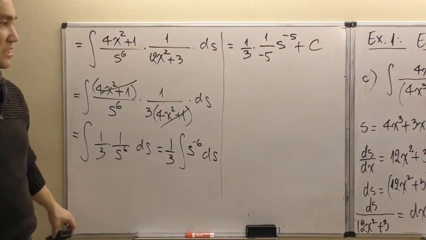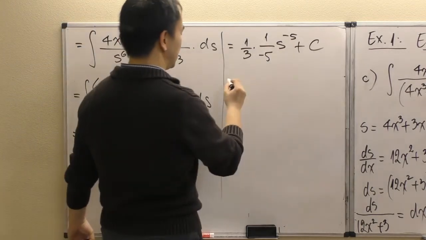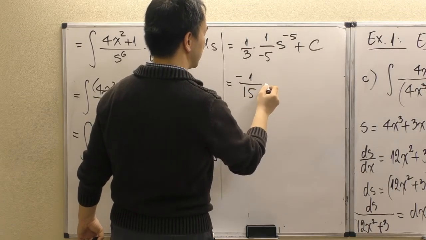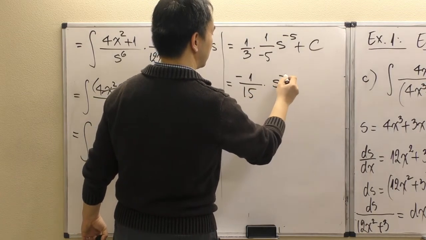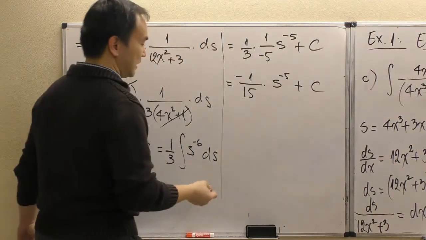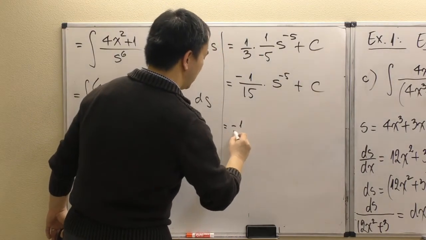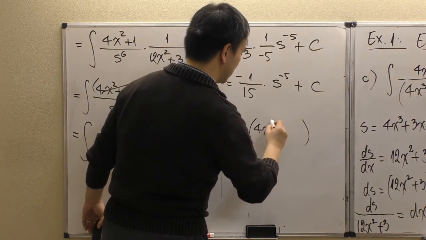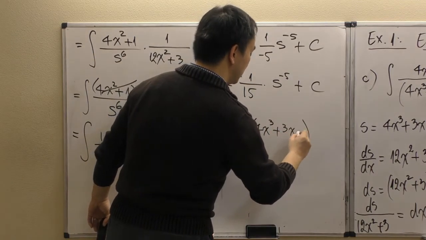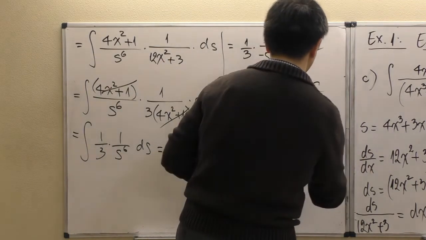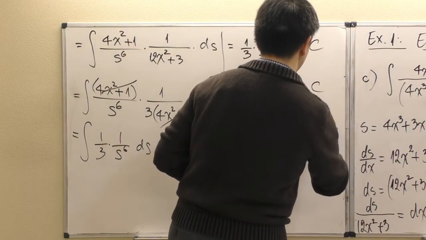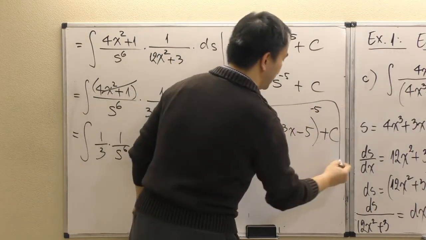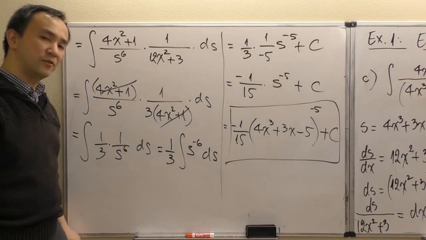And we definitely never want to forget that. So that means we're looking at -1 over 15 times s to the -5 plus c. All right, and so we can write it as follows: -1 over 15, in parentheses 4x cubed plus 3x minus, and that parentheses is raised to the -5 power, plus c. That's our expression for the final answer.